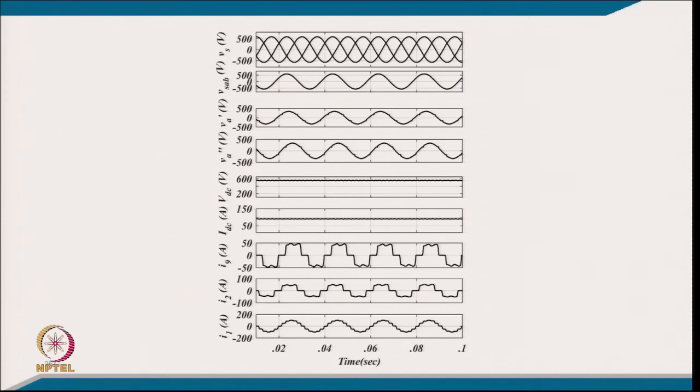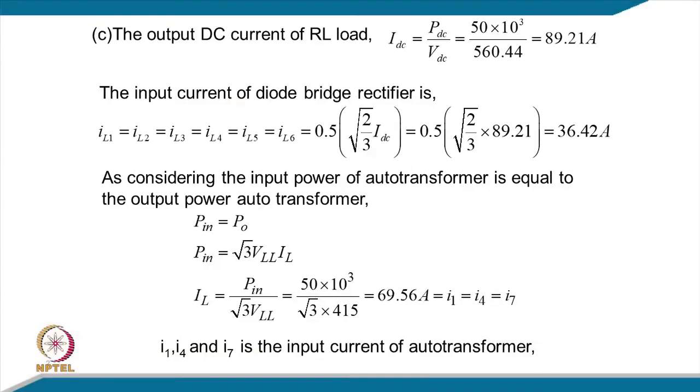After making the model, this is the waveform of the supply voltage and all 3 phase currents. Because of leakage, these are the 3 phase supply voltages, and this is the load voltage and load current. This is typically the 6 pulse converter current, and this is typically your line current.